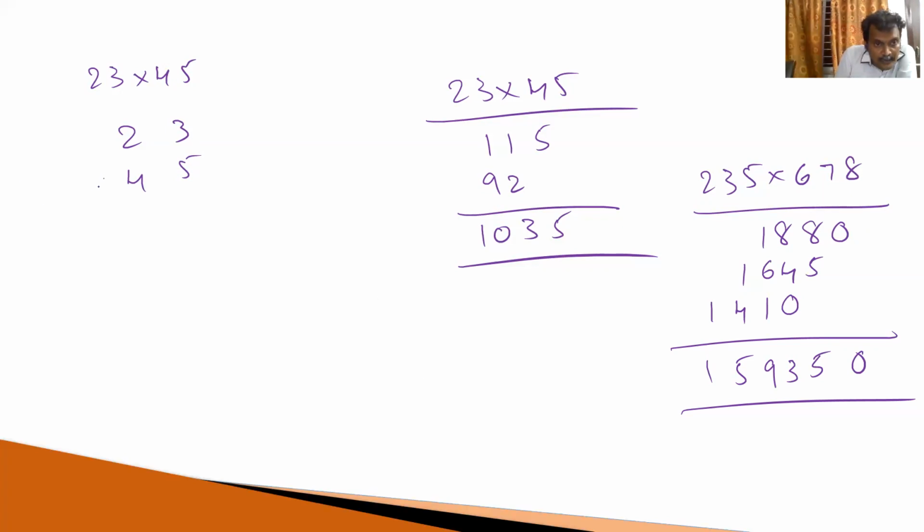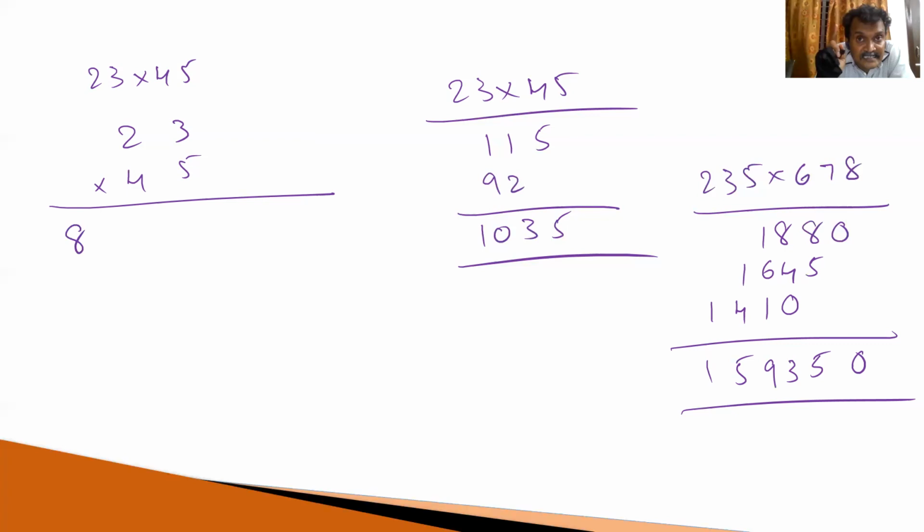Now, how to multiply 23 times 45? See, all of you listen. 3 is in the unit digit, 5 is in the unit digit, 2 is in the tens digit, and 4 is in the tens digit. If you multiply tens digit with the tens digit, which one will you get? That is the hundreds digit, or not? So 2 times 4, that is equal to 8, is in the hundreds digit.